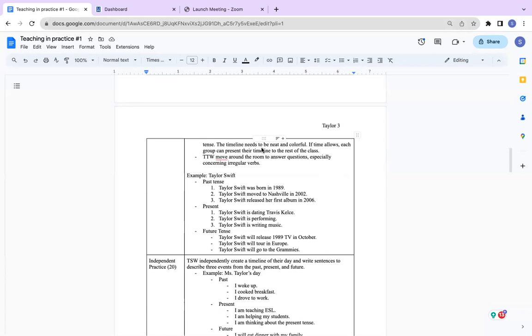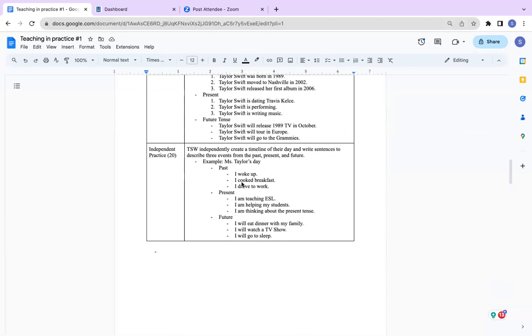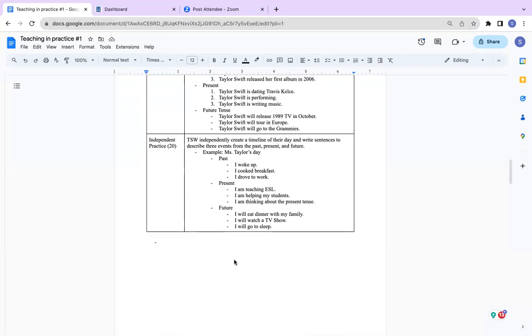Once we've practiced it all together in this activity, the exit ticket assessment would be students creating a timeline of their day or maybe their week, using events from their own life, where they're going to practice using those verbs in the different tenses. I have an example from my day, just really simple.